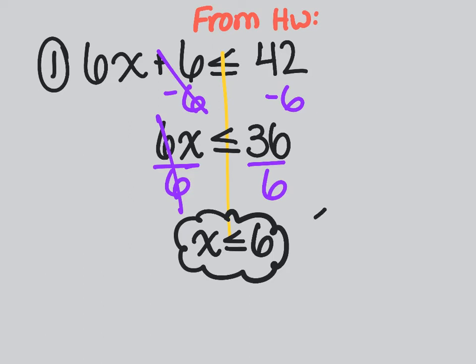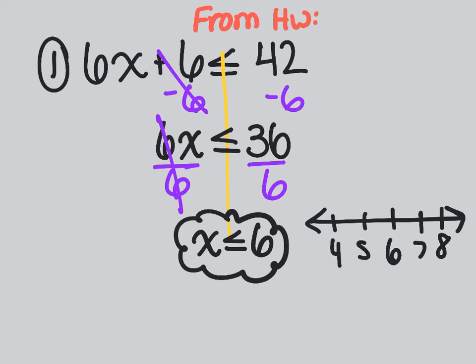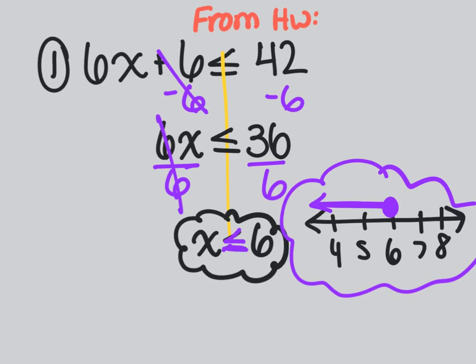Now I need to go ahead and graph that on a number line. So I'm going to go 6, 7, 8, 5, 4. All right, and so will this be an open circle or a closed circle? If you said a closed circle, you are correct because 6 is included. And then less than or equal to is going to be everything to the left of that 6. And so there is the graph of that solution.